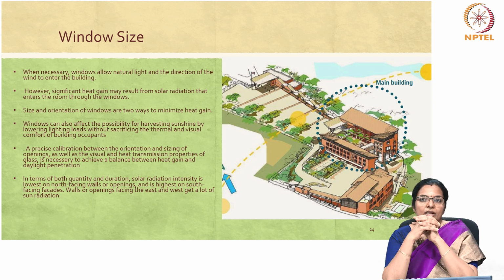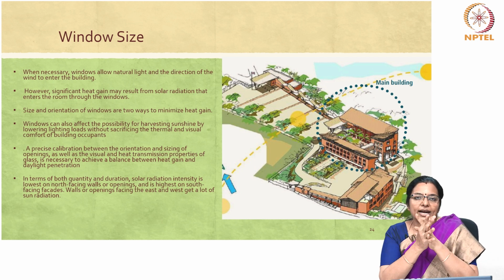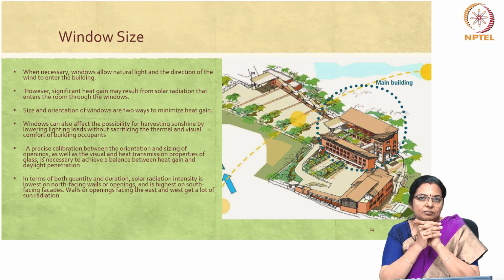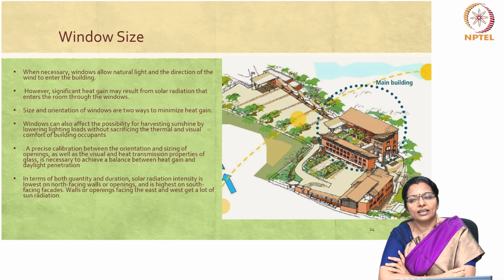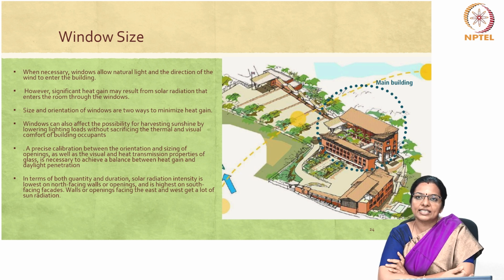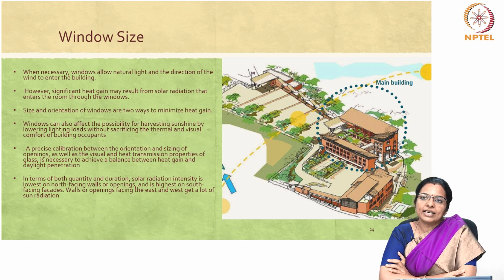So, let us look at window sizes. Now, windows are complex, multifunctional, carbon intensive, expensive, difficult to get right, and too often they are designed primarily for aesthetics. When necessary, windows allow natural light and the direction of the wind to enter the building.